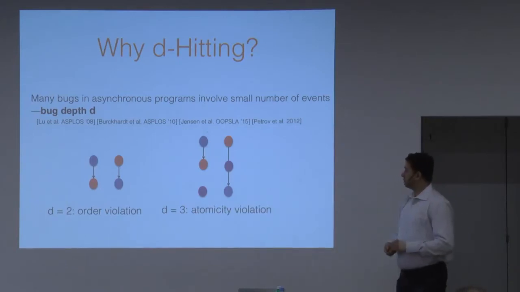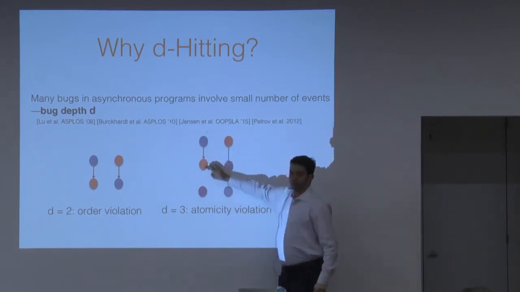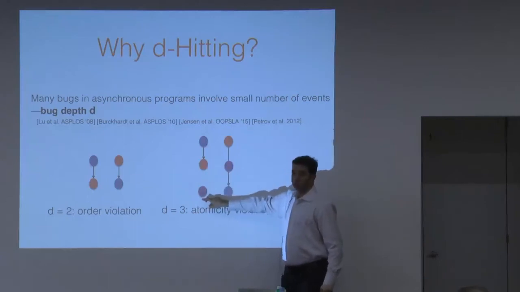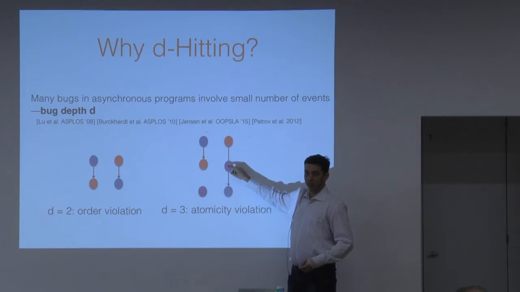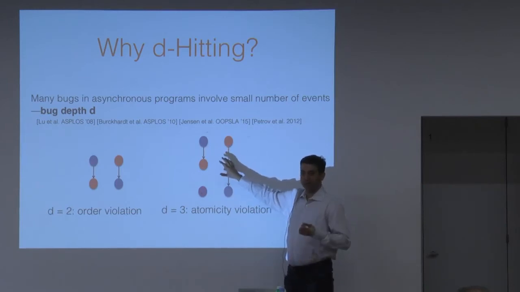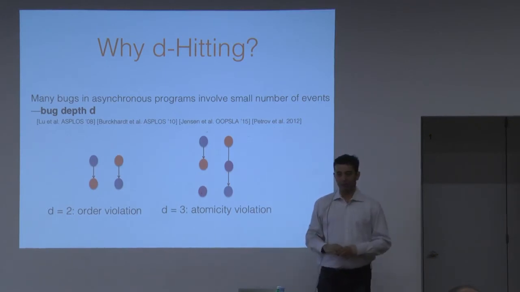Then, if you have 3 of them, then this is like an atomicity violation, where you expect these 2 things to happen atomically and then something else. But in a bad case, this something else comes in the middle. So again, if you could find tests that cover all possible orderings of a small number of events, you're likely to find these bugs.